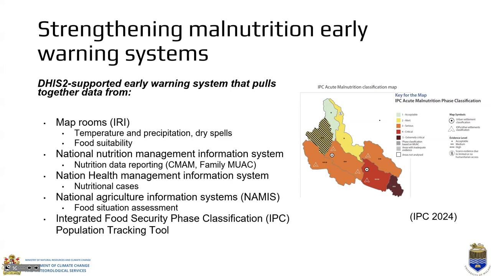From the Met services, there's the map room, which was generally developed by IRI. He'll talk about it in his part, but there are also some other useful information systems, such as the National Nutrition Management Information System, where you'd have data, for example, for community management of acute malnutrition. There are also efforts such as Family MUAC, where caregivers have been trained to take MUAC measurements fortnightly or when there's need. This system is a DHIS2-based platform. Then there's also the National Health Management Information System, which has nutrition information and other disease-related data. It's also a DHIS2-based platform.